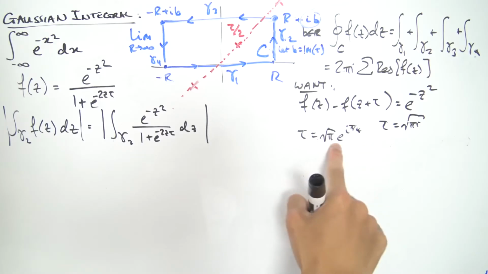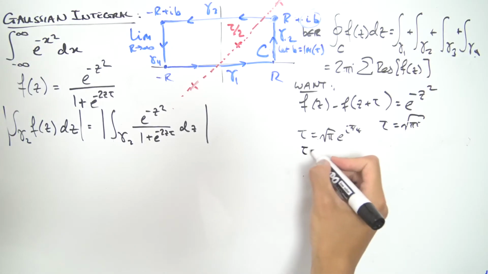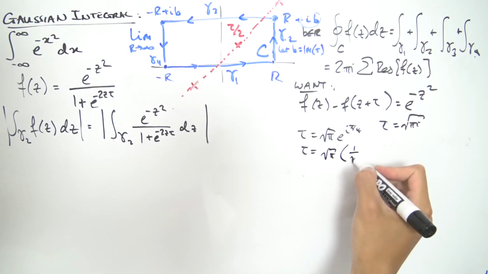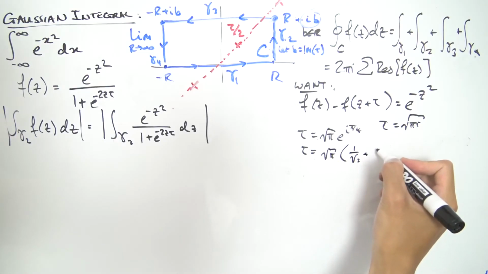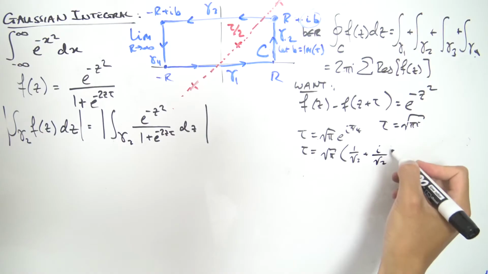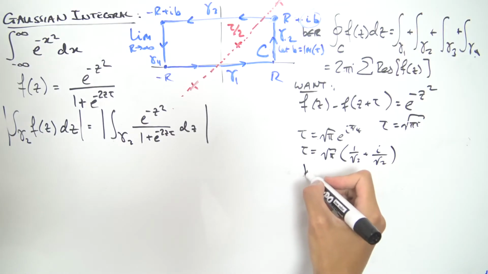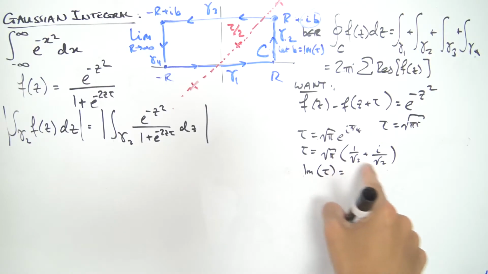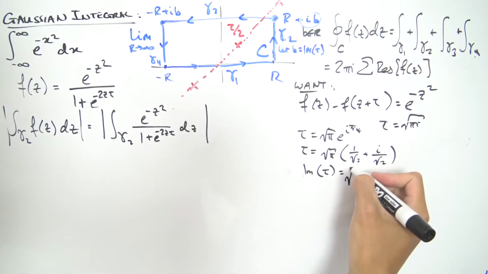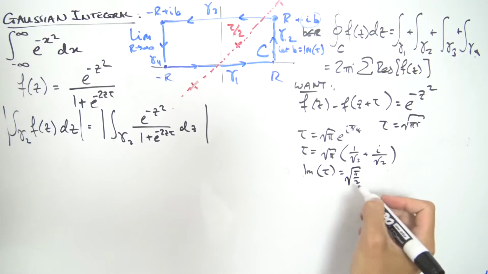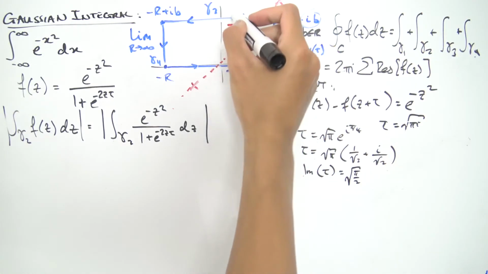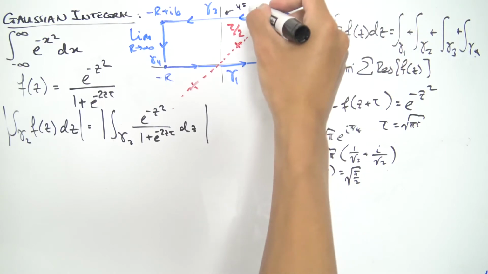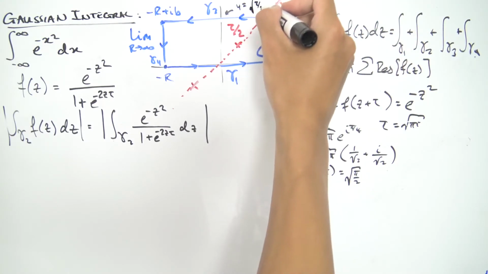And we can express this in Cartesian form. So τ is equal to the square root of π times 1 over the square root of 2 plus i over the square root of 2. And clearly you can see that the imaginary part of τ is going to be the square root of π divided by the square root of 2, or the square root of π over 2. So in fact, this line over here, we can say that y is equal to the square root of π over 2 if you want.